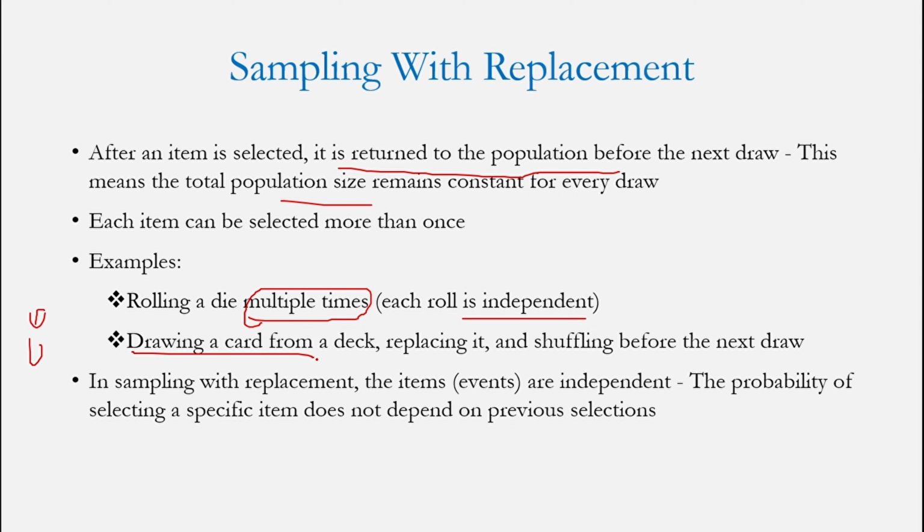Same when you draw a card and then replace it, or shuffle it before the next draw, your n still remains the same. So the key point in conclusion: under sampling with replacement, n remains constant and the events are independent. Therefore, the probability of selecting an item does not depend on previous selections.